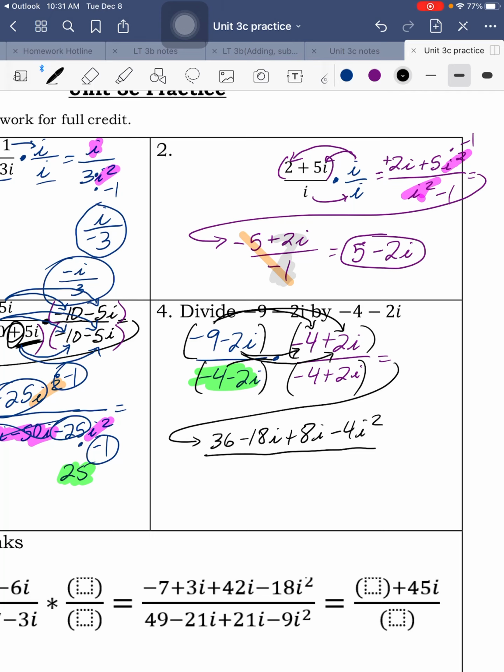And let's look at our denominator. -4 times -4 is positive 16. -4 times a positive 2i is a -8i. Now let's distribute the second term. -2i times -4 is positive 8i. Those middle terms are going to cancel. That's awesome. -2i times a -2i is a -4i squared.